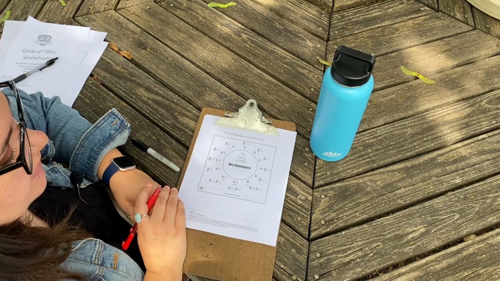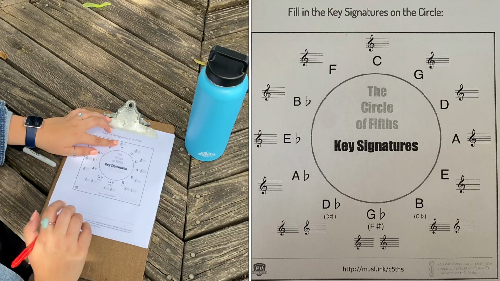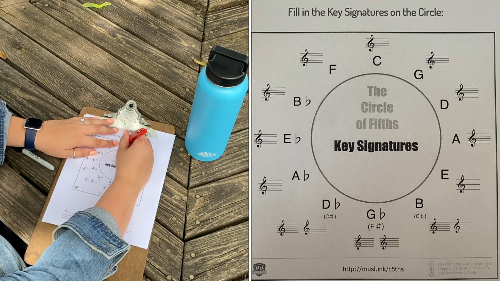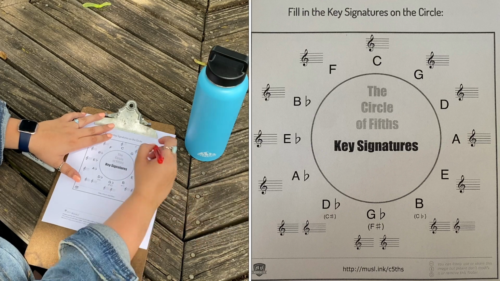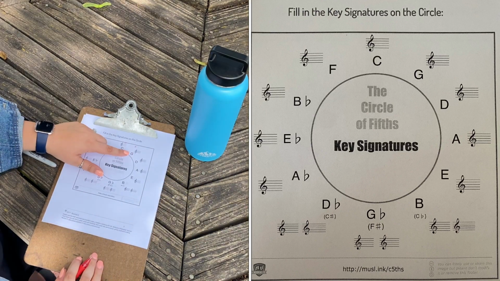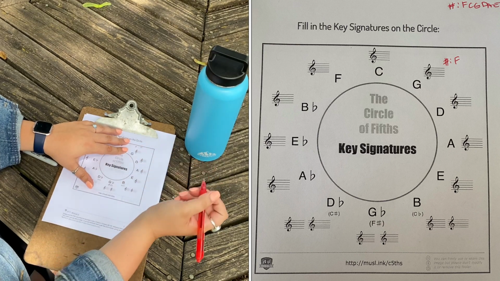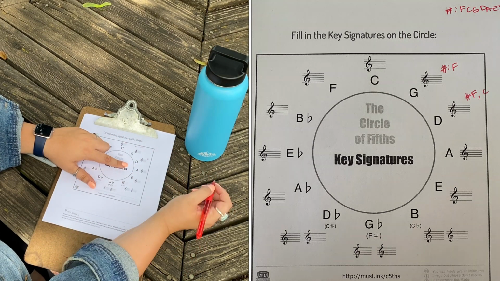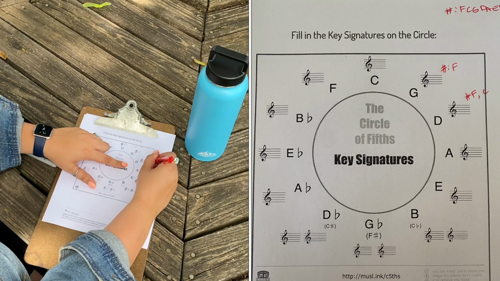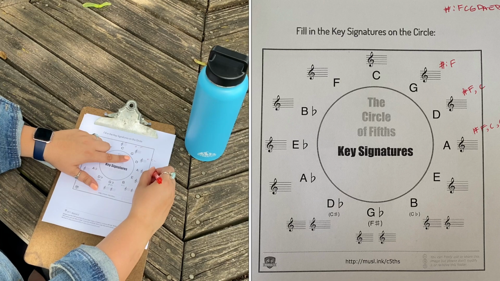What I'm going to do is I'm going to write each sharp out the letter first. So C has no accidentals, so this has 0. What I'm going to do is I'm also going to write a sharp, and I'll write the notes. So G major has 1 sharp, and that's F. D major has 2 sharps, and that's F, C. A major has 3, F, C, G.